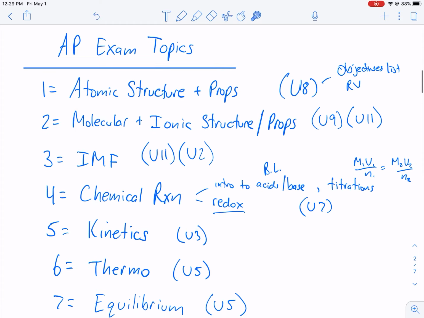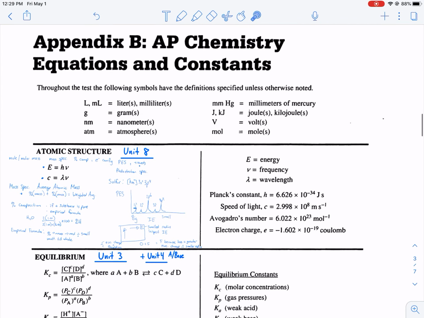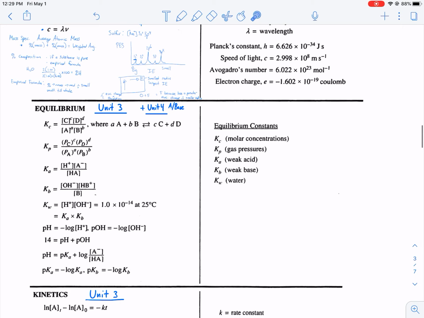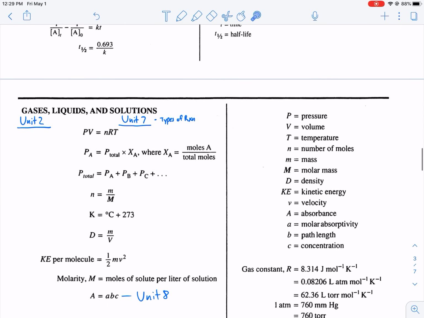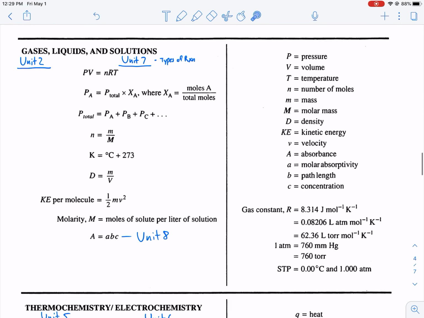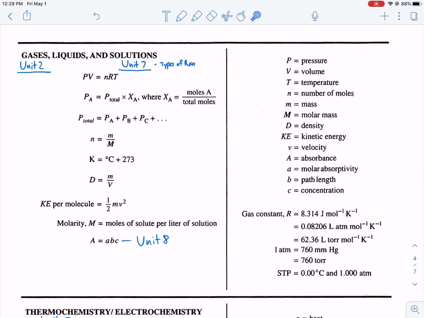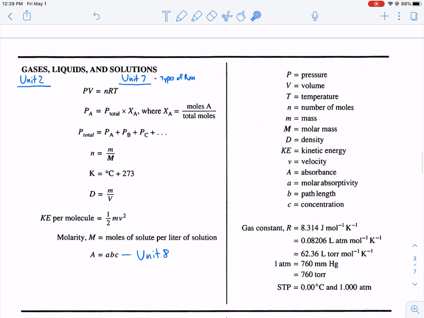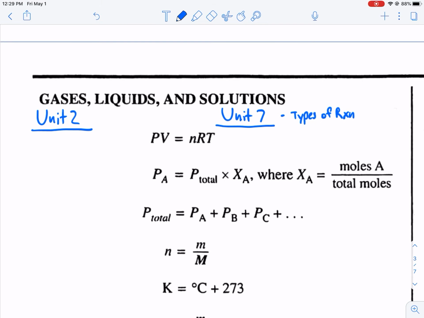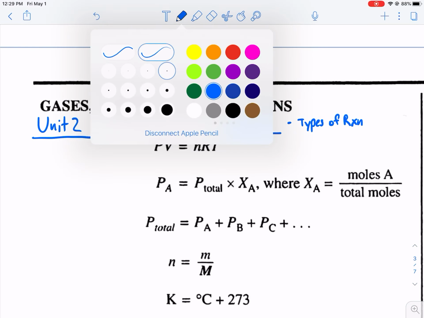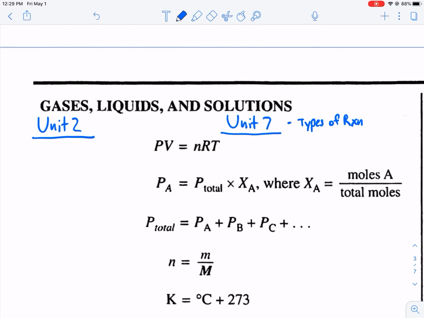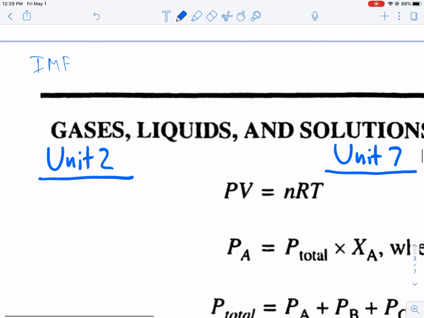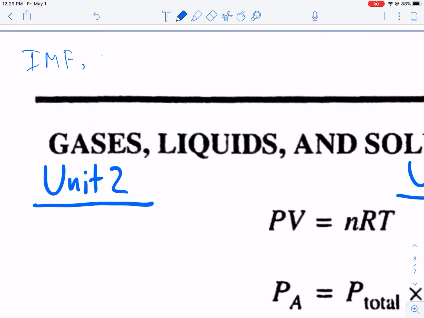So let's scroll down to where we would find it on this piece of paper, on our reference sheet. The intermolecular forces section is actually this one right here. Gases, liquids, and solutions. Like I said, they've clumped a lot of things together here. If you actually read their description for this unit, how they break it apart, they list intermolecular forces.